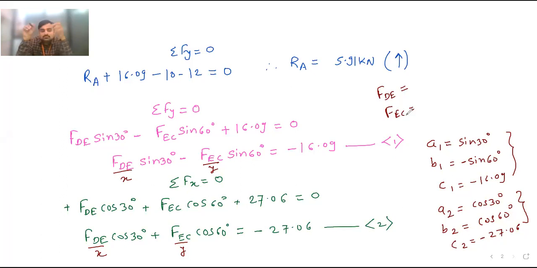FDE is equal to minus 31.47. FEC is equal to 0.40. Yes, sir. So this is a positive answer, so this is tensile. And this answer is negative, so I will erase that negative sign and say that this is compressive. So FDE is 31.47 kilonewton compressive. FEC is 0.40 kilonewton tensile.